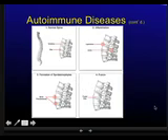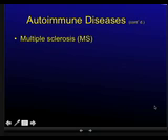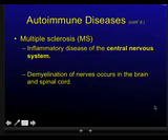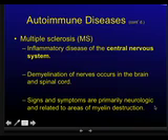Okay, multiple sclerosis is an inflammatory disease of the central nervous system resulting in demyelination of nerves that occurs in the brain and the spinal cord. The signs and symptoms are primarily neurological and related to areas of myelin destruction. There's no cure, but exacerbations are treated with corticosteroids or immunosuppressive agents.